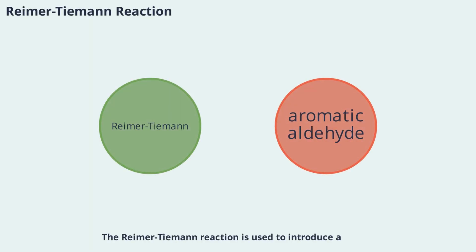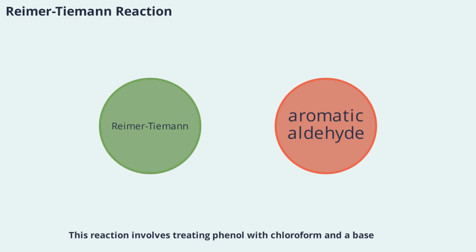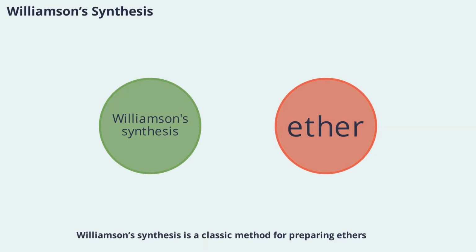The Reimer-Tiemann reaction is used to introduce a formyl group into the ortho position of phenol, producing ortho-hydroxybenzaldehyde. This reaction involves treating phenol with chloroform and a base, such as sodium hydroxide. The Reimer-Tiemann reaction is valuable in the synthesis of aromatic aldehydes, which are important intermediates in the manufacture of dyes and pharmaceuticals. Williamson synthesis is a classic method for preparing ethers.